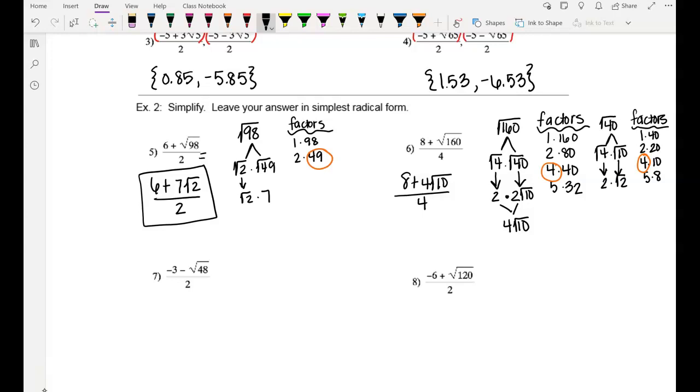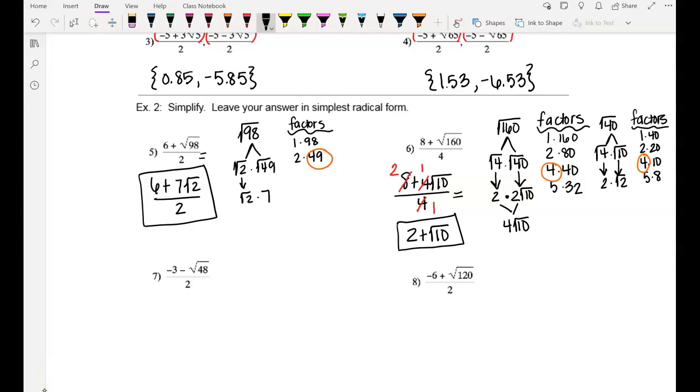Because 8, 4, and 4 are all divisible by 4, I can simplify this. 8 divided by 4 is 2, 4 divided by 4 is 1, 4 divided by 4 is 1. But it has to be able to go into all the terms. You can't just simplify one and not the other. And this one would rewrite as 2 plus radical 10. We wouldn't write the ones.